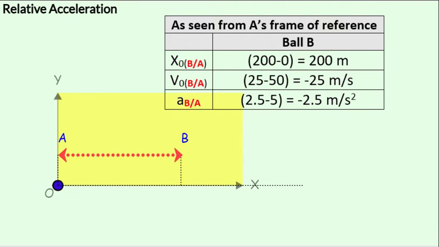The initial relative displacement will be the distance AB, which is given to us as 200 meters, and the final displacement of B with respect to A will be 0, since they meet. The initial velocity of B with respect to A will be minus 25 meters per second, and the initial acceleration of B with respect to A will be minus 2.5 meters per second squared. And since the relative acceleration is constant, we can apply the equations of motion to B with respect to A.